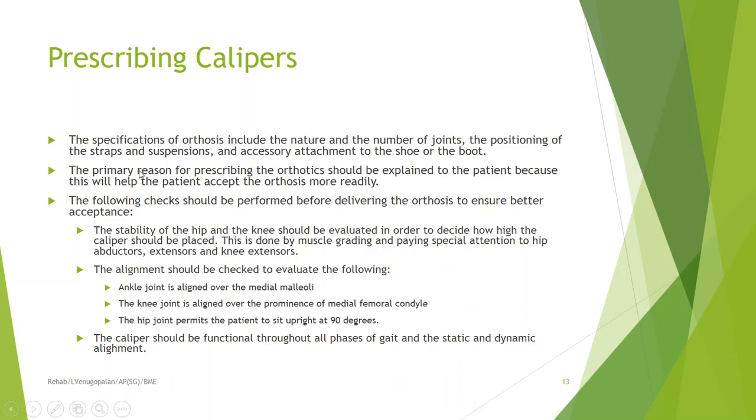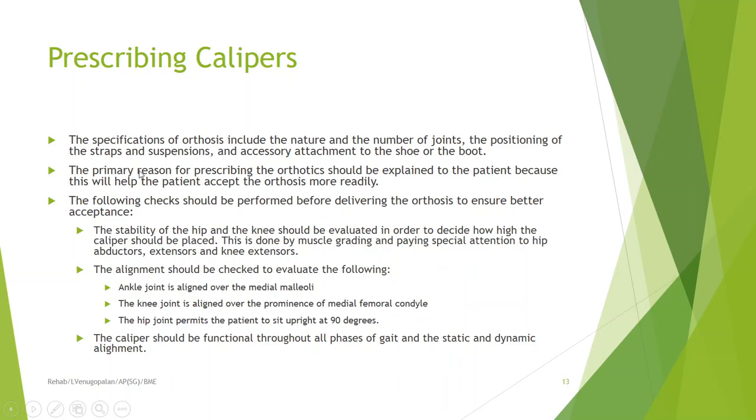Then the next thing is that you have to check the alignment of the leg, right? The ankle should be aligned with the medial malleoli. The knee should be aligned with the prominence of the medial femoral condyle, and the hip joint permits the patient to sit upright at 90 degrees. While seated, the hip joint should be able to permit a person to sit at 90 degrees. So this is some alignment that you need to check before you prescribe a caliper.